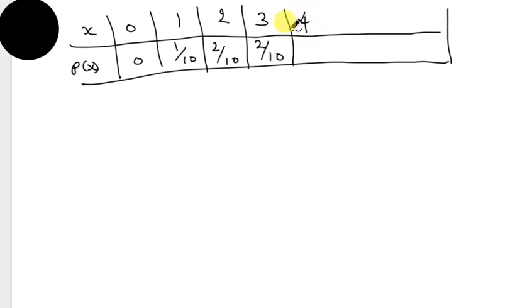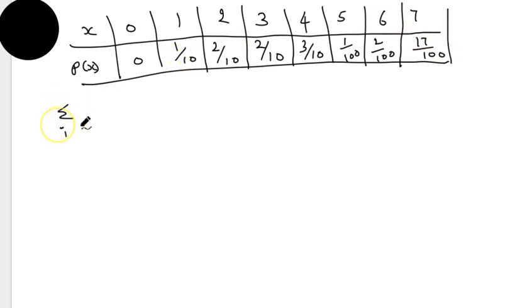When x is equal to 4, what is the value? When x equal to 4, it is 3k, therefore it is 3 by 10. When x equal to 5, it is k squared, therefore it is 1 by 100. When x is equal to 6, it is 2k squared, so it is 2 by 100. And when x is 7, it is 7k squared plus k. So it is 7 by 100 plus 1 by 10, which will give me 17 by 100.